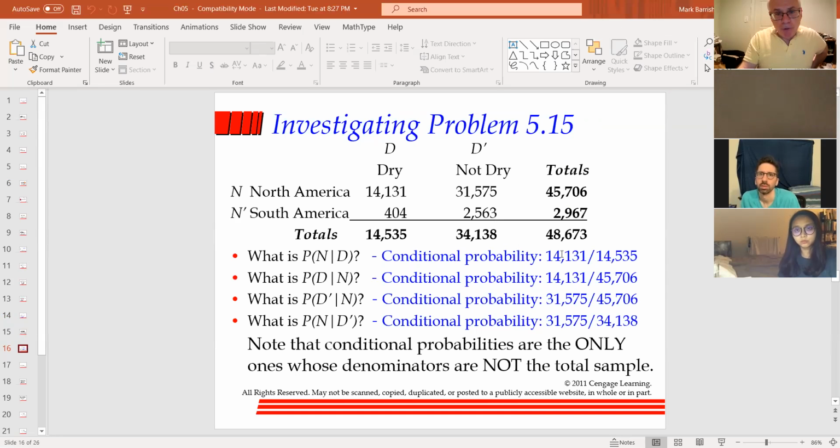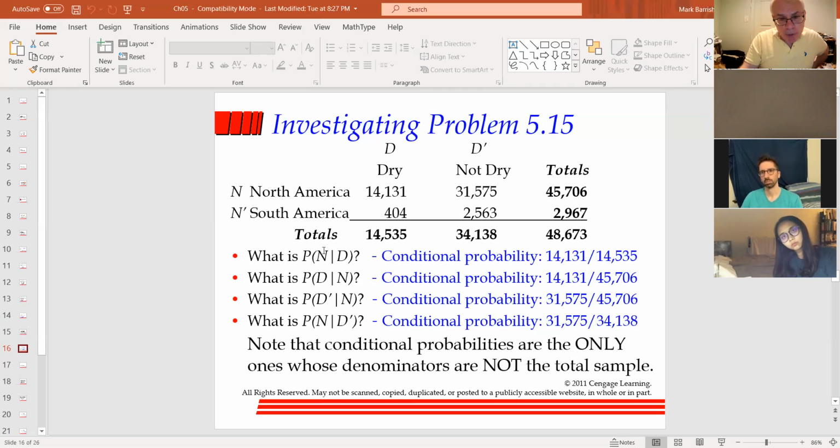So conditional probabilities with a table. You don't need any special formulas for this because you simply look at the letter that comes after the vertical bar. And that tells you which marginal total you're going to use. If it's D, you're going to use 14,535 as your denominator. If you're using N, you're going to use 45,706 as your denominator. If this here was not D, you would use 34,138 as your denominator. If after the bar it says not N, we're going to use 29,667 as your denominator.